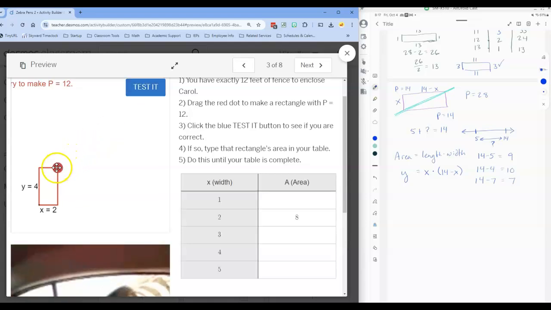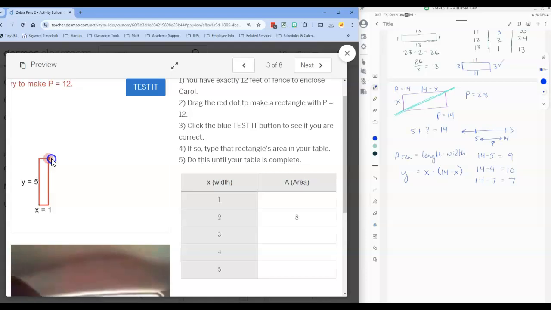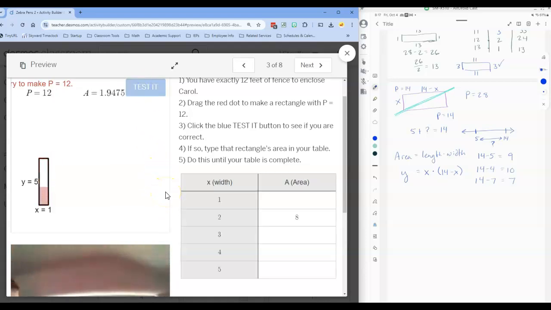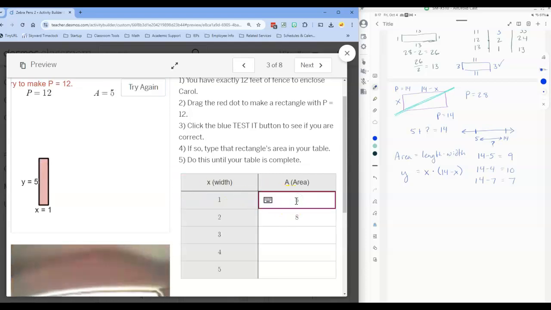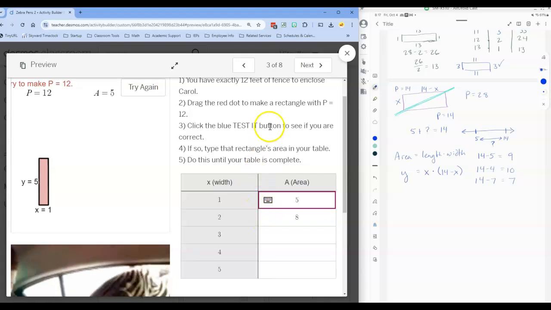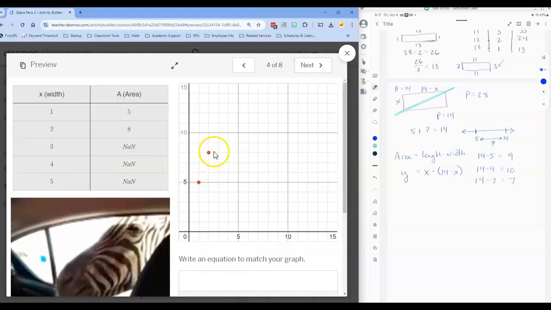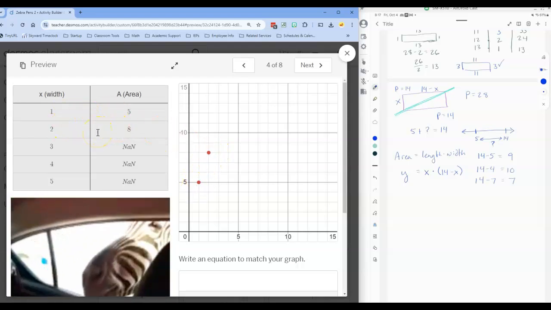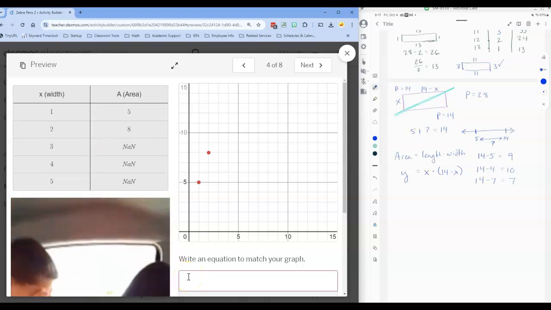So let's see if we can change the width to 1. I think maybe you might need to make it longer then. We test that. Cool, area goes to 5. We would need to fill all of these in. You see on the next page, those points will be graphed for you. This table will be filled in as you fill in the previous page. And then you just need to write an equation.